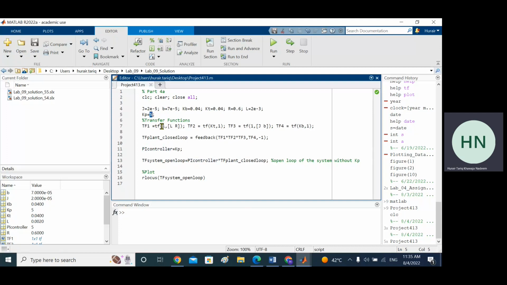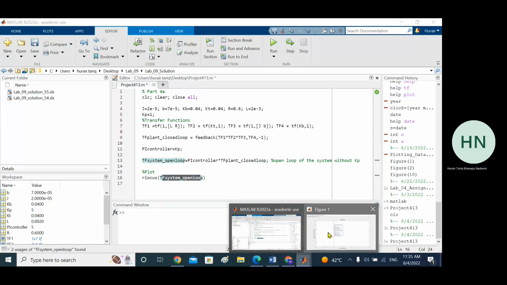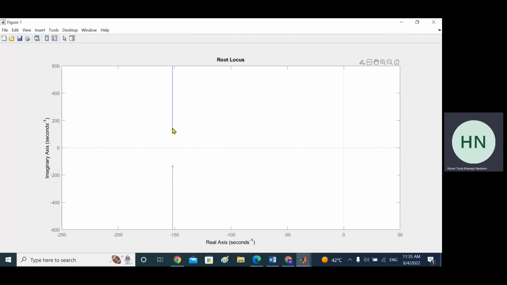Normally we do not consider KP. We say that okay, KP is 1. We do not consider KP, and over here we just write TF plant closed loop. We do not add the PI controller, which is actually KP. So even if you write TF plant closed loop over here, you are going to get the same root locus. This is the plot which you have to make, and this is the root locus plot. Okay, thank you.